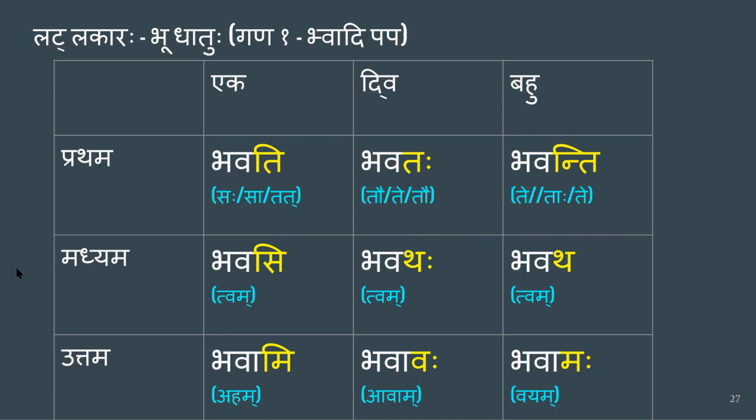Same way, whether it is pullinga, remember, these kriyapadams do not have lingam. So whether it is guruhu or any other pullinga word, we use Bhavati Bhavataha Bhavanti. Whether it is strilinga or napumsakalinga also, we use Bhavati Bhavataha Bhavanti only. Like for example, if we use phalam. Who else is there? Let me see.